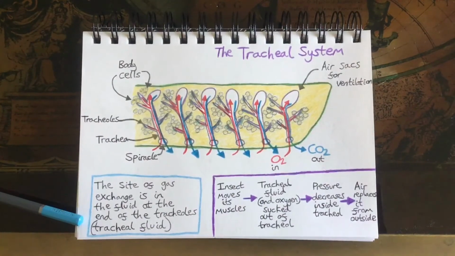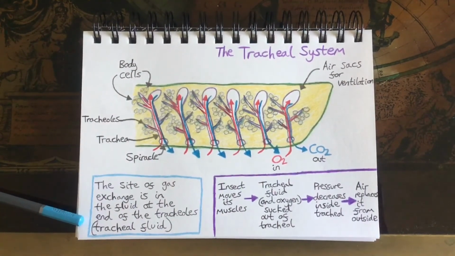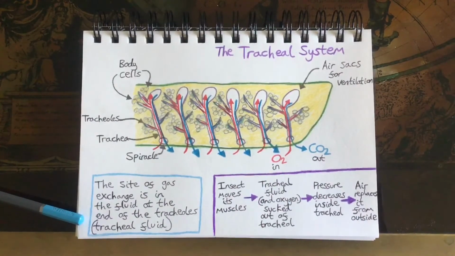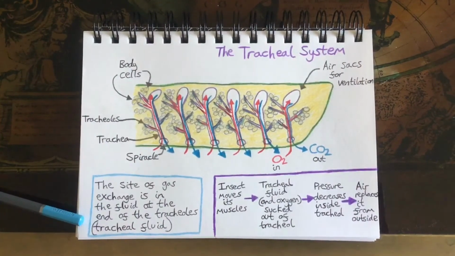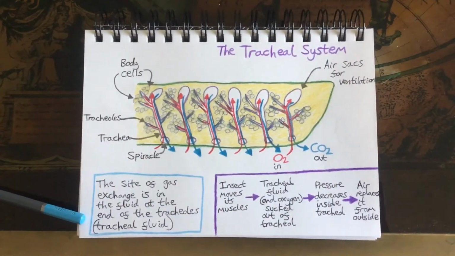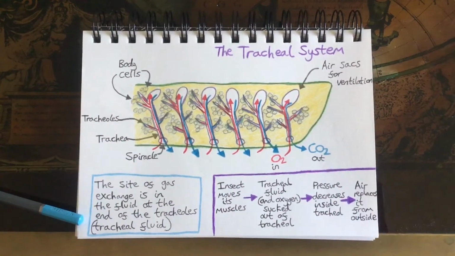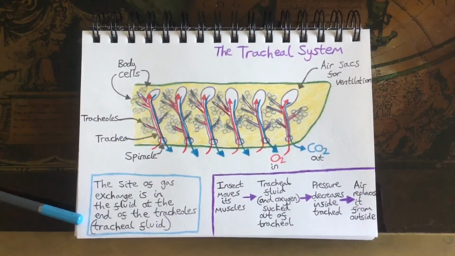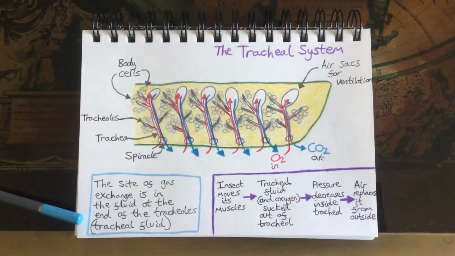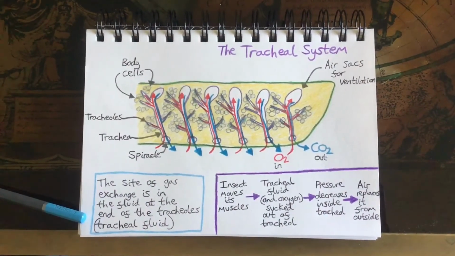So the main point here is that oxygen will diffuse into the tracheal system and into the body cells to be used in respiration. So it will go straight from the outside environment via the spiracles into the tracheal system, and then it will diffuse via the tracheoles or the walls of the tracheoles straight into the body cells. Oxygen is needed for the process of respiration.